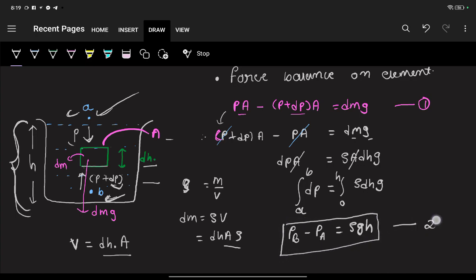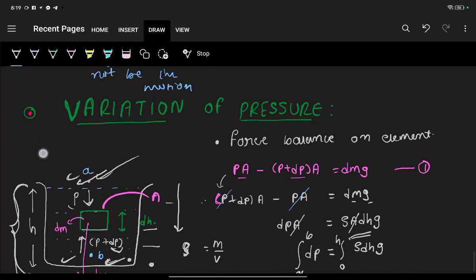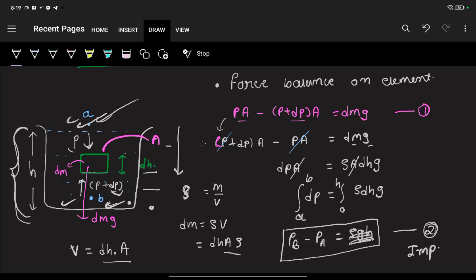Very important formula: as you go down deeper and reach the bottom of this vessel, the pressure at the bottom of this vessel is given by rho g h, or you can say the pressure difference between an outside point and the bottommost point is given by rho g h. So this is how pressure varies inside a fluid of height h. Are you getting my point?